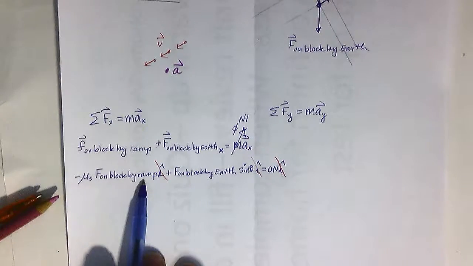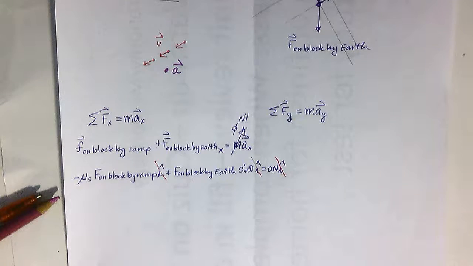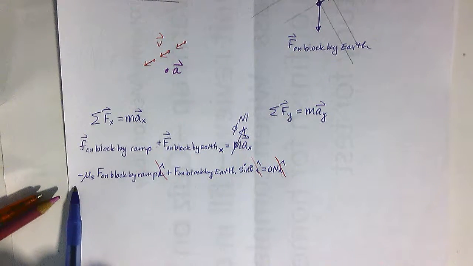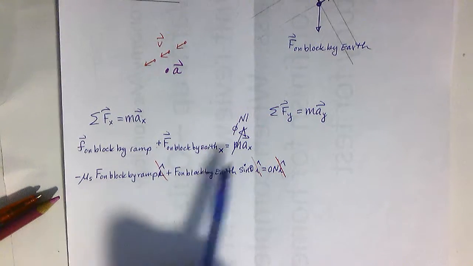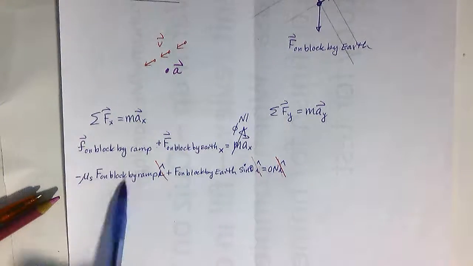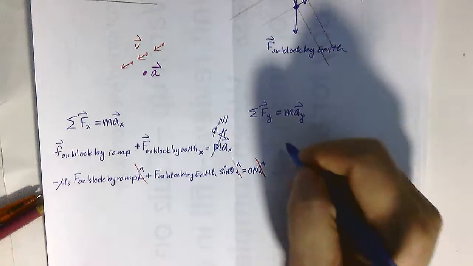Okay, and now we're going to go ahead and solve for an unknown. What are we looking for? We are looking for the coefficient of friction. Well, here's the problem though. Here's the coefficient of friction, but we don't know the magnitude of the normal force. So I need to go to the y direction before I go on with this. Okay, so adding up the forces in the y direction.